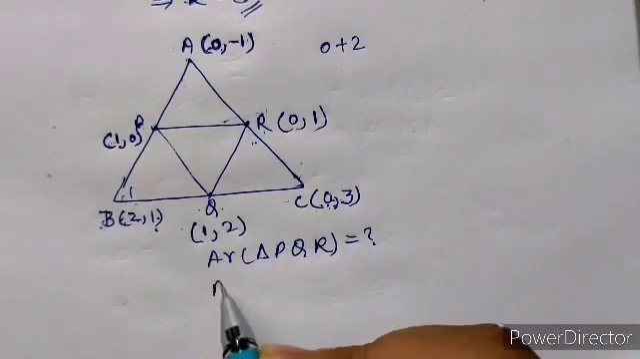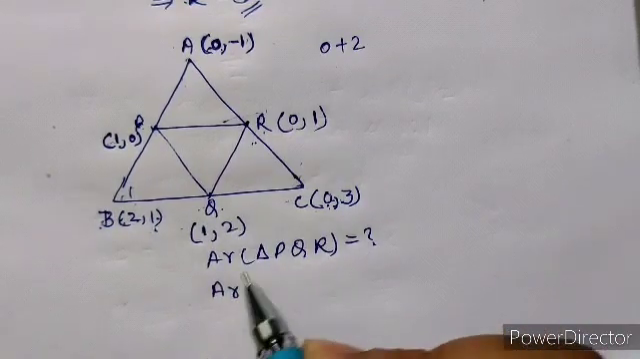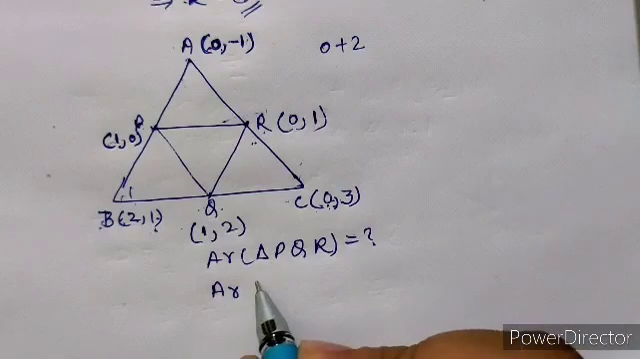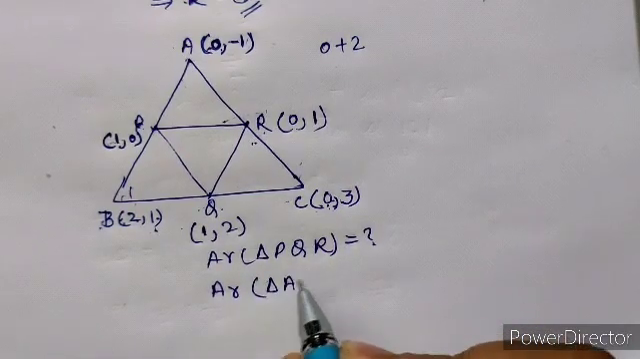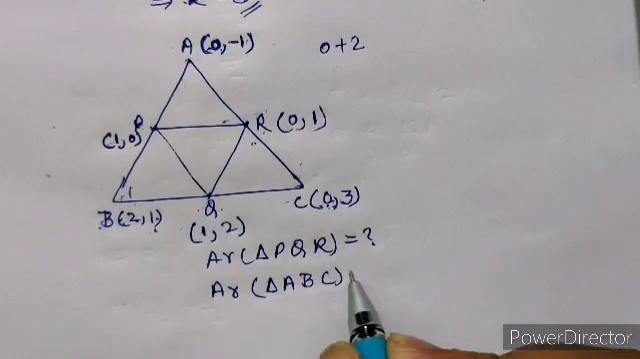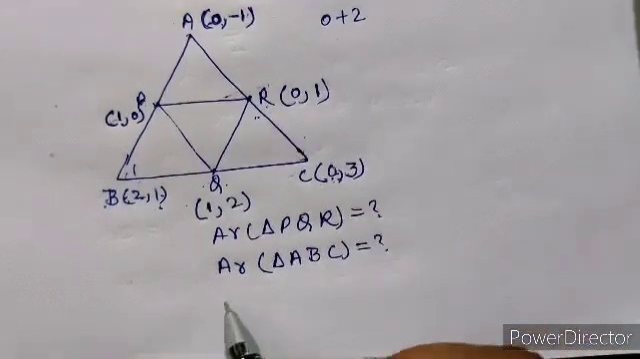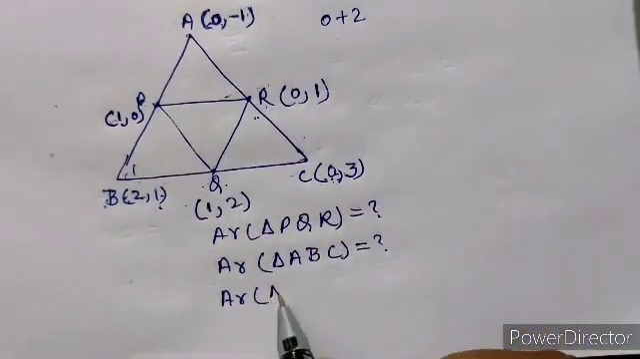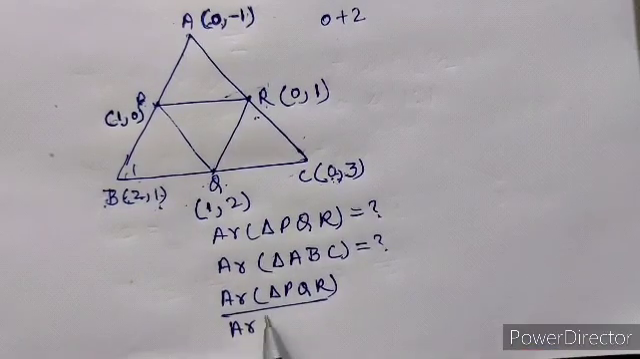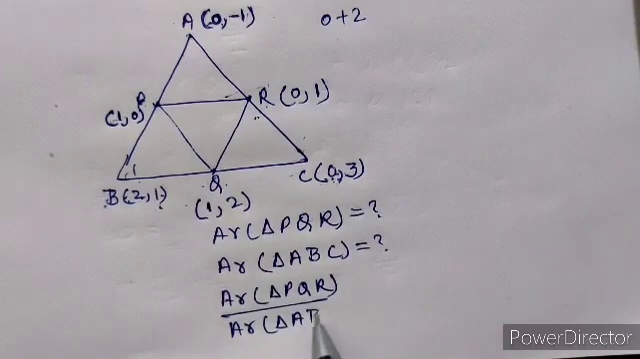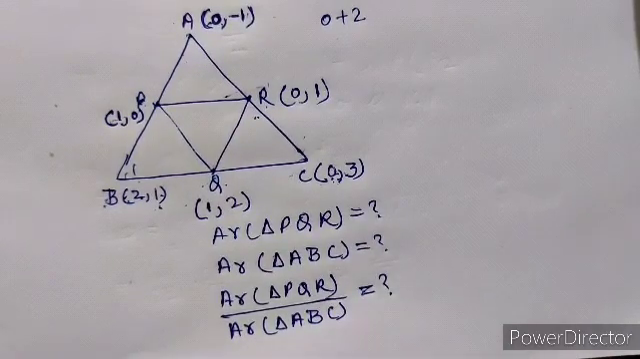In our second step, we have to also find the ratio of the areas. So we will find the area of triangle ABC, and at last we will find out the area of triangle PQR upon area of triangle ABC in order to obtain the required ratio.